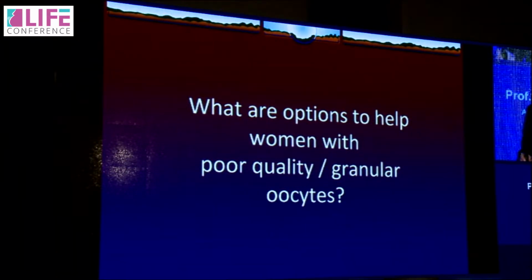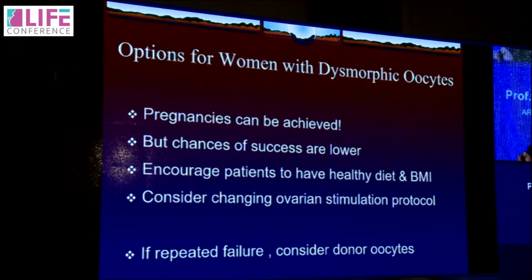So what are the options for ladies with poor quality oocytes and granular oocytes? Well, if you have dysmorphic oocytes, pregnancies can be achieved. We know the success rate is a lot lower. We would encourage our patients to have a healthy diet. If they have a high BMI, then we need to consider asking them to reduce their BMI. And we need to consider perhaps changing the ovarian stimulation if the previous cycle showed a high propensity of SER discs or granularity. And if there is repeated failure, of course, we always have donor oocytes as an option.